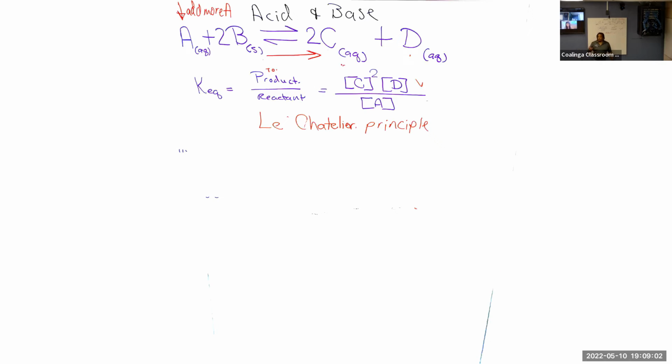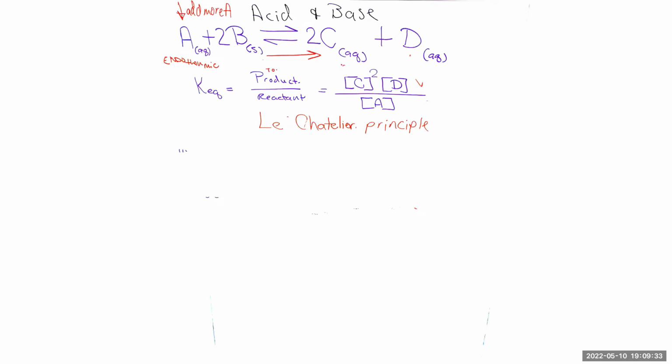Now, if I added temperature to the reaction, let's say it's an endothermic reaction. Okay, it's an endothermic reaction, and I add temperature to the reaction. Which way is that going to shift the reaction? Shift forward again? That's right, it's going to shift forward. Because endothermic is you're adding heat to the system, right? That is correct. Okay.